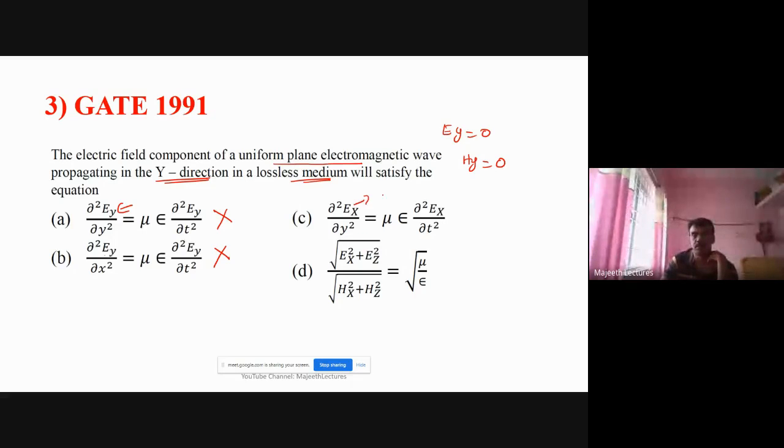If you have any doubt, please refer to our last class. Electric field is in x direction: dou squared Ex by dou y squared equals mu epsilon dou squared Ex by dou t squared. So this is the right answer. This is also right, right? So just you take this. This is a perfect answer. Okay.